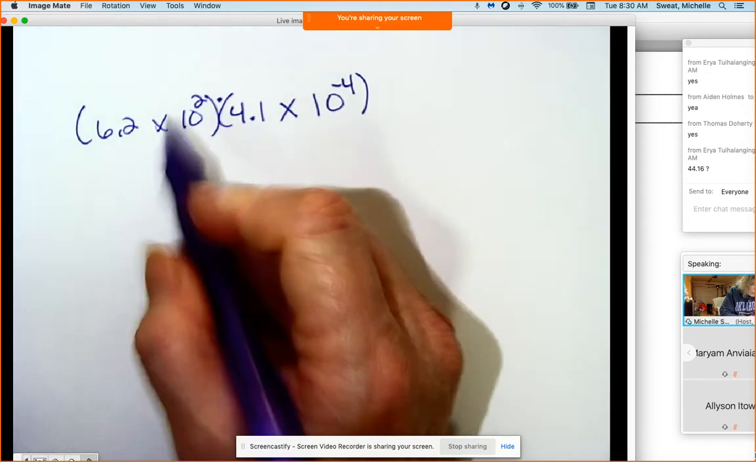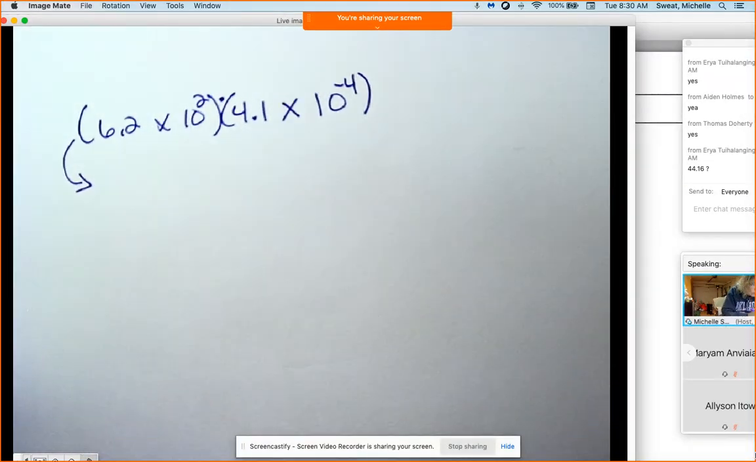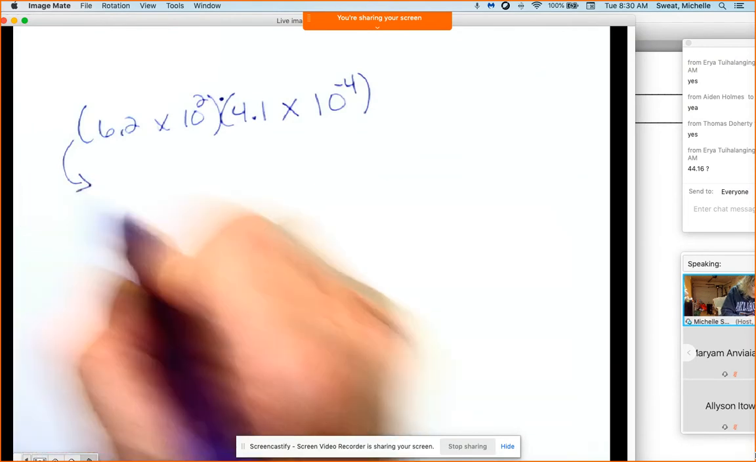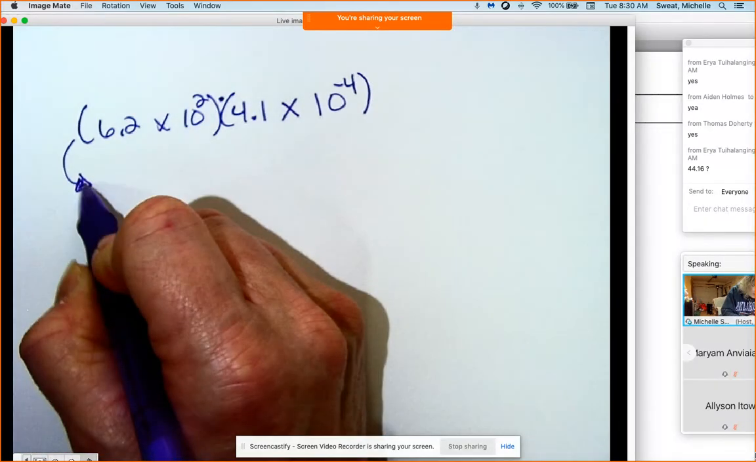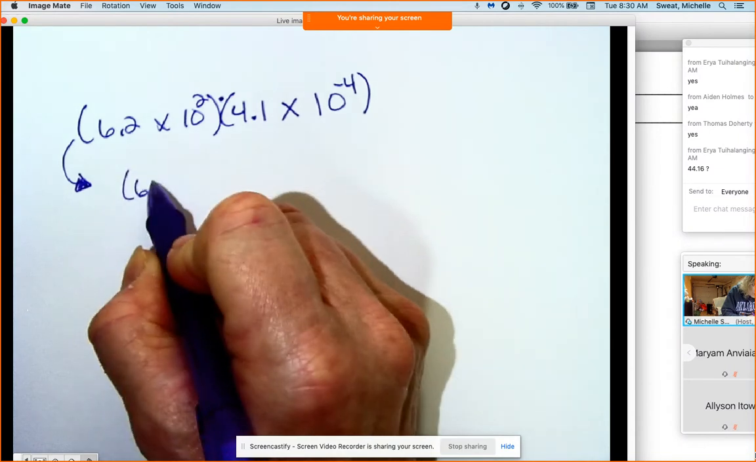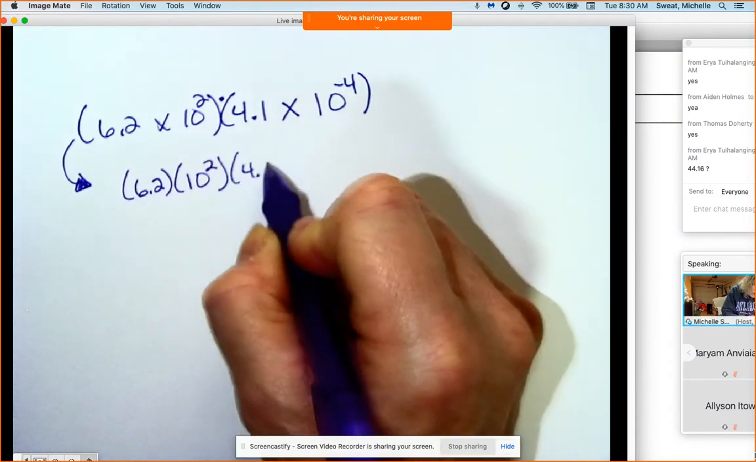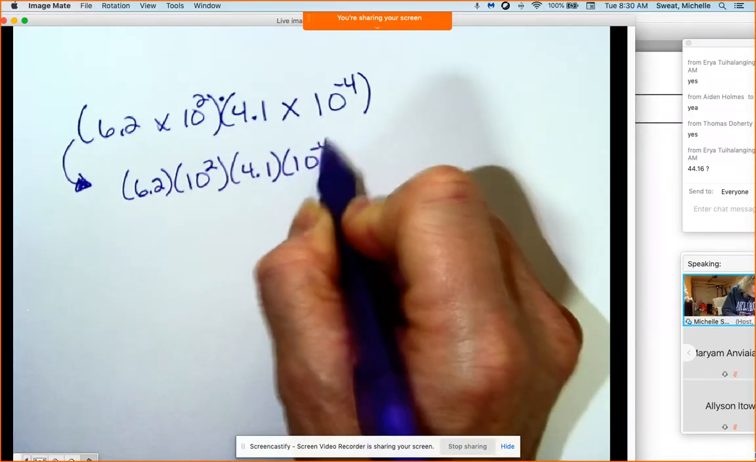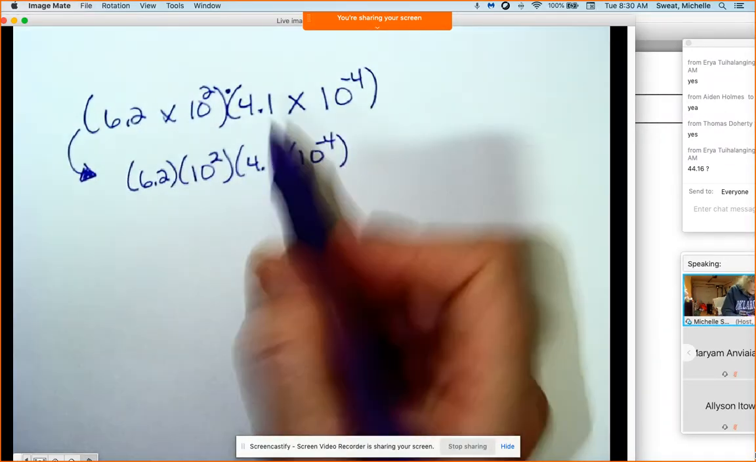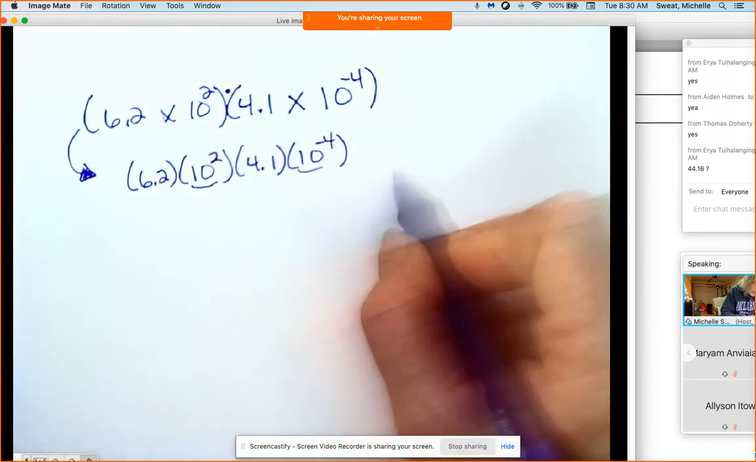And if you want to rewrite it, I'm going to tell you this is not necessary, but if you needed to visualize what we're doing, this is an extra step that's just a clarifying step, if you will. I'm going to rewrite it as 6.2 times 10 squared times 4.1 times 10 to the negative fourth. Okay? Well, we know how to combine like bases. We did that last week with exponents.